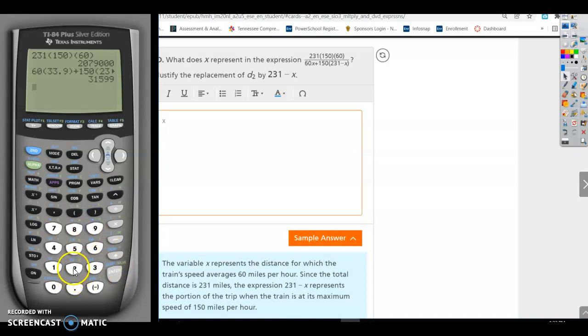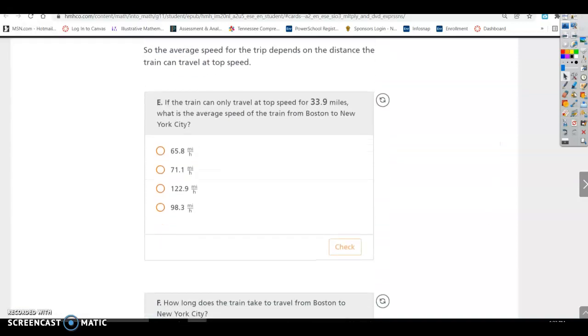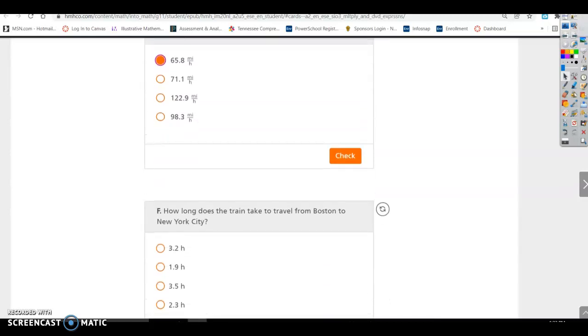All right, so now we're going to do 207,900 divided by 31,599. All right, so we're just dividing the numerator by the denominator. So this shows that our average speed is going to be about 65.79. So that is about 65.8 miles per hour. And that's if the top speed is only 33.9 miles is all they can be at their top speed.